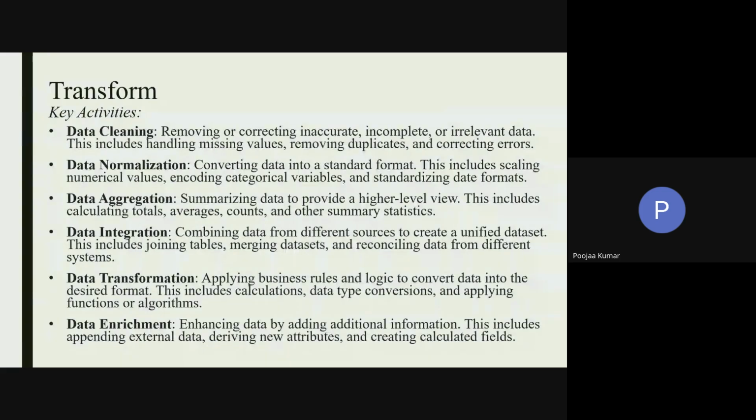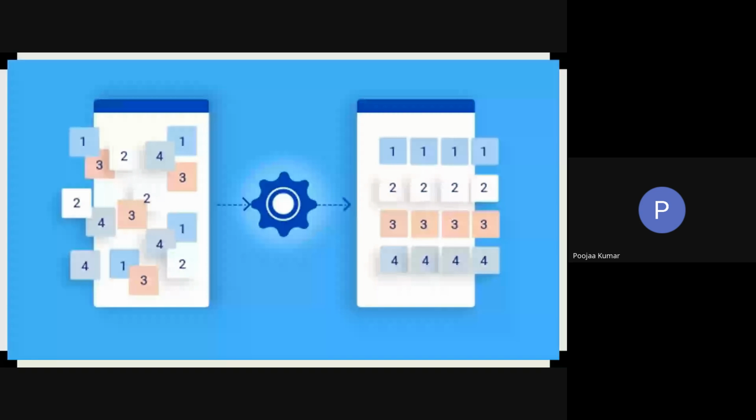Data enrichment: we can add additional data and create new fields. Let's say we didn't have that age field earlier, so we derived that age field from whatever data was available to us. Those kinds of derivations, new attributes, and new calculated fields can be made. These are the key activities we can do during transformation. So, next slide.